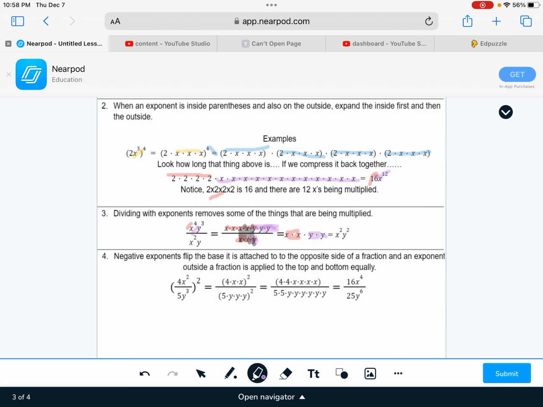And since we're multiplying 2 x's, it is x raised to the second power. Same with the y's. There's 2 y's being multiplied, so that is y raised to the second power as well. That's where that comes from.